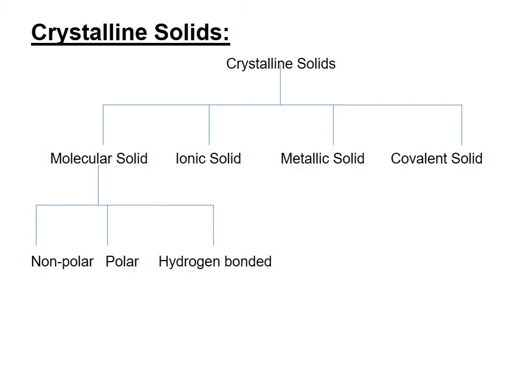They are classified into 4 different types: molecular solids, ionic solids, metallic solids, and covalent solids. Specifically, molecular solid is further classified into 3 subcategories: non-polar molecular solids, polar molecular solids, and hydrogen bonded molecular solids. We will be discussing each of them one by one in detail.